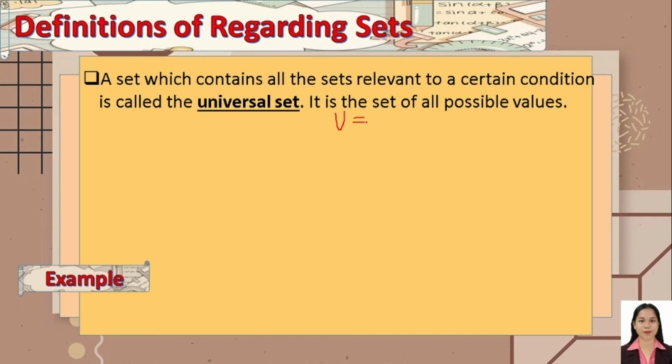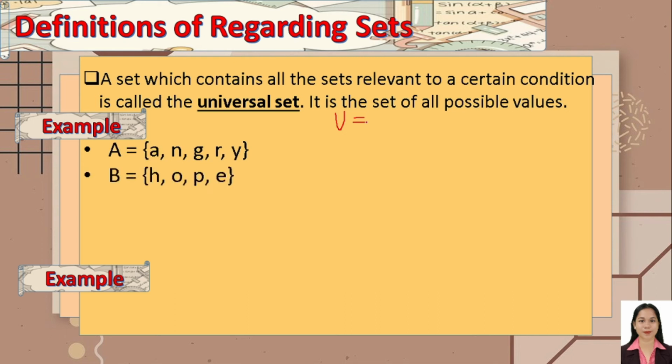Yun yung universal set. Example, A is equal to {A, N, G, R, Y} and B is equal to {H, O, P, E}. So, what is the universal set or what are the elements of a universal set? So, lahat po yan. Lahat ng meron dito sa A, we have here ANGRY and then we have HOPE in the universal set. Sabihin, lahat ng elements na nasa set A, set B, or any set. Okay?